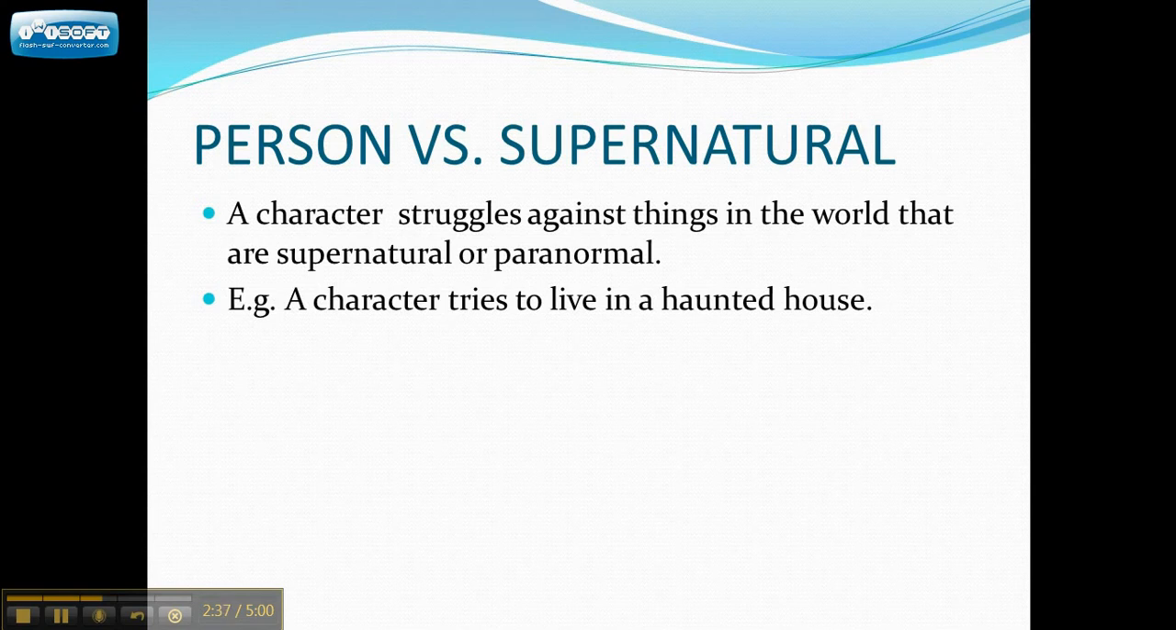Person versus supernatural is much different in that it's a character that struggles against things in the world that are supernatural or paranormal, or really just don't follow the same laws of physics that we know about today. So for example, if you've got a character trying to live in a haunted house, they're in a supernatural conflict. It's not something that can easily be explained, and it's something that they have to overcome if they're going to live peacefully. So they might have to come up against ghosts and other strange events in that house in order to really find a place to live that's going to work for them.